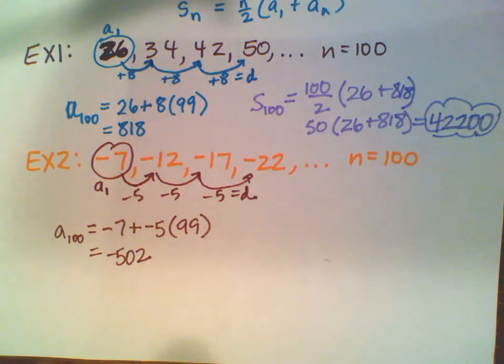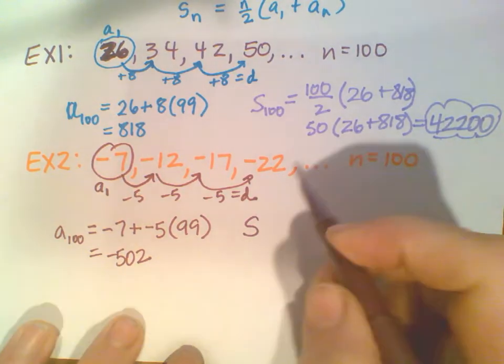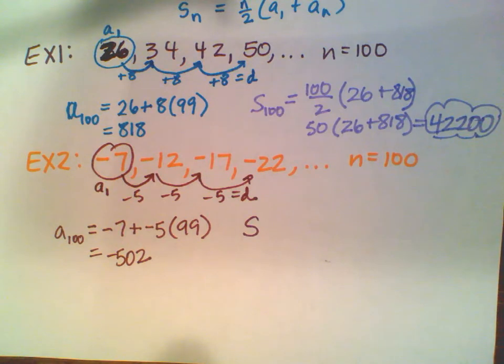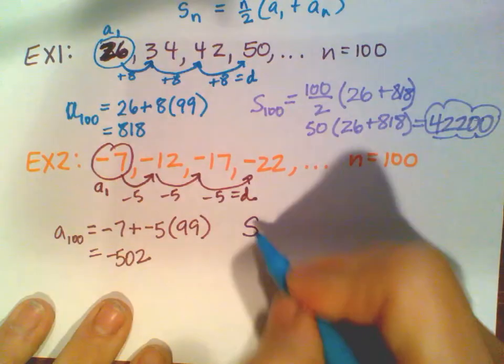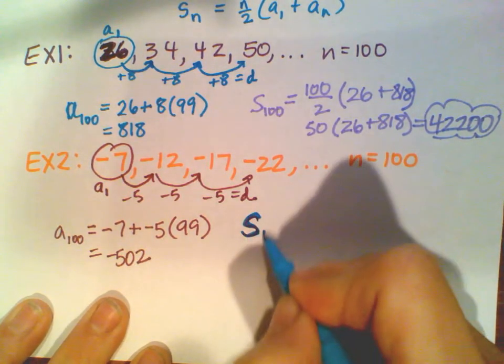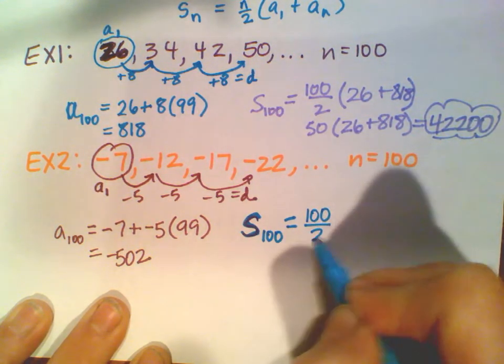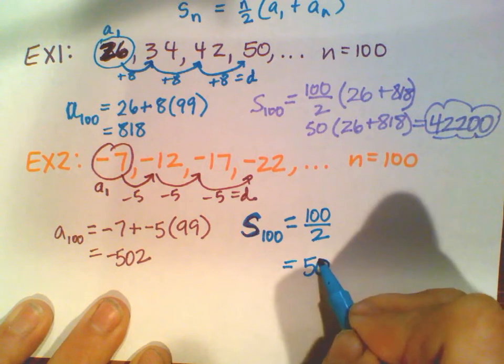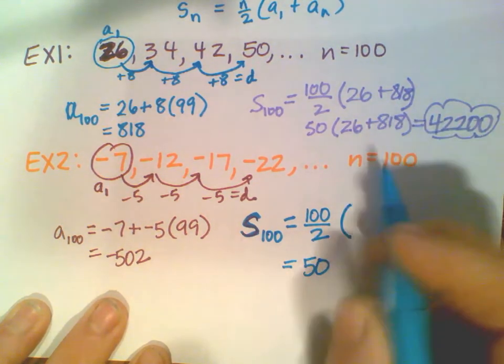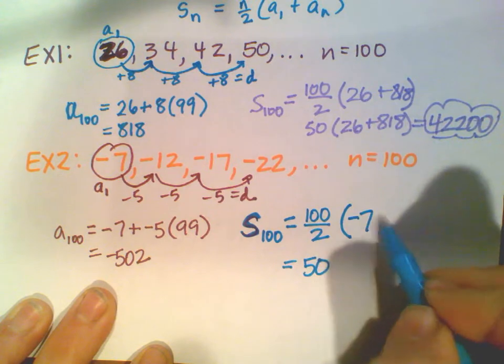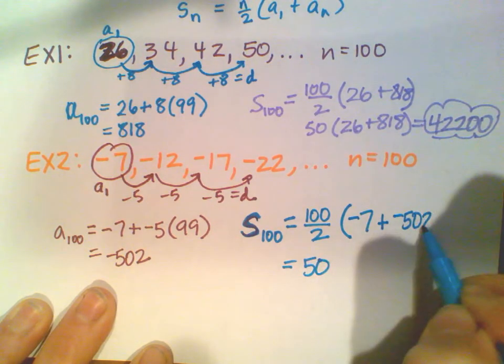Now I need to go ahead and find my sum. So my sum is equal to, that color is too similar to the first one I used, so I'm going to change that up. I'll go with blue. So the sum of the first 100 terms is 100 divided by 2. Again, we can use that as 50 times the first term, negative 7, plus the 100th term, negative 502.